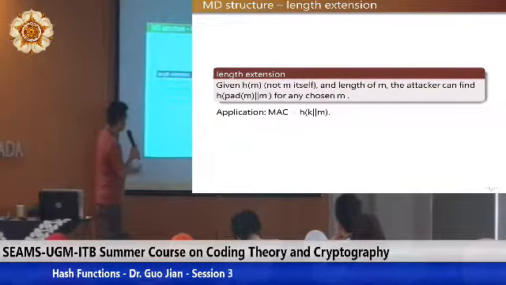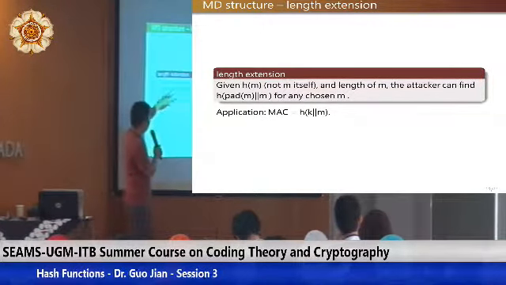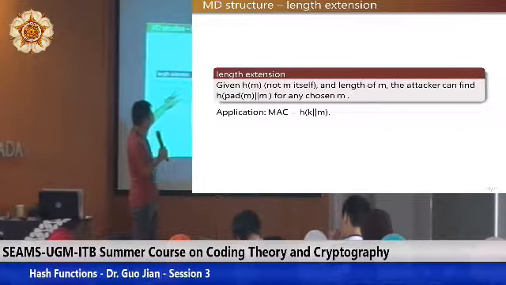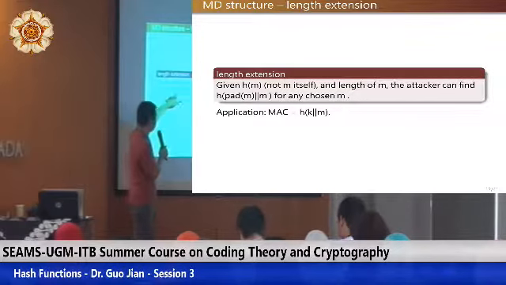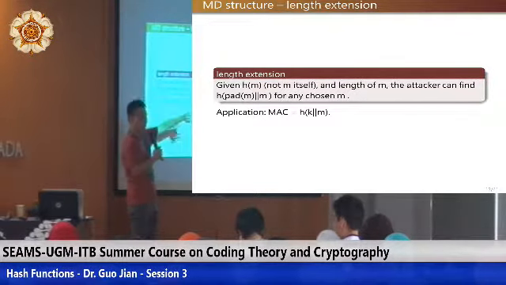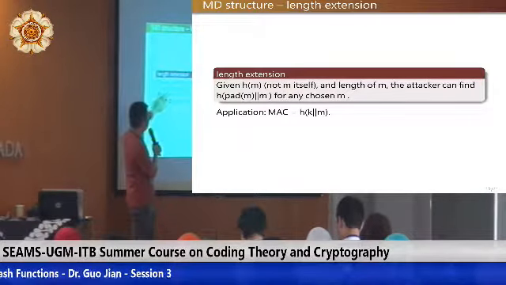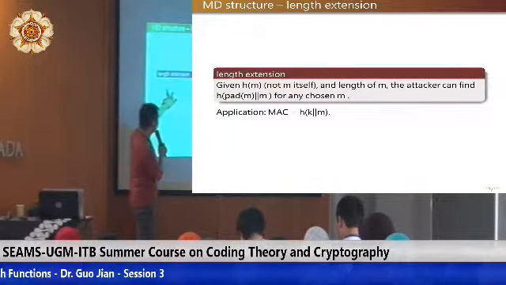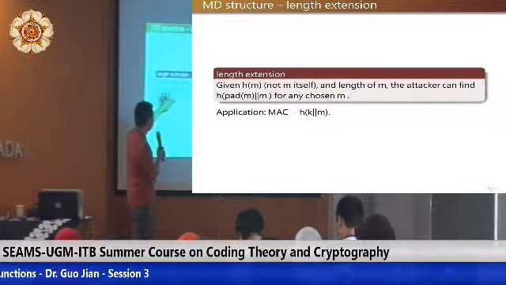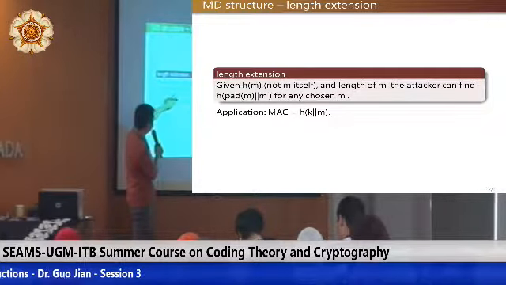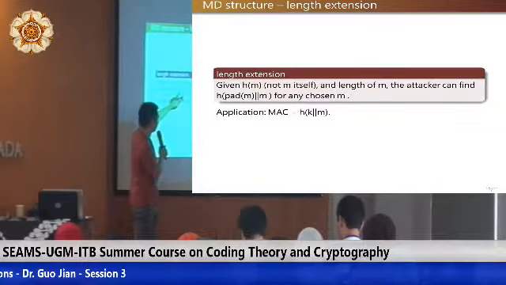So that's message length extension. If I have h of m, I can come up with another message, which is padded m concatenated with m prime, which means an additional message. Since the computation of the hash digest of the padded m is exactly the same, I can reuse the output up to this point, and then continue the computation with the m prime.